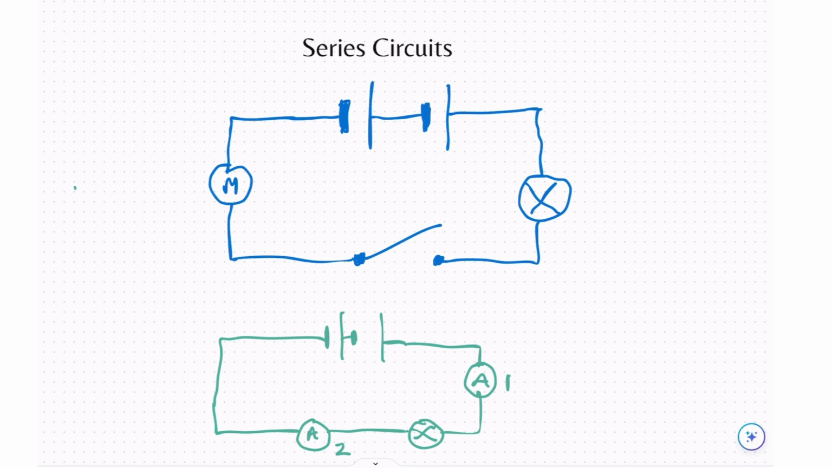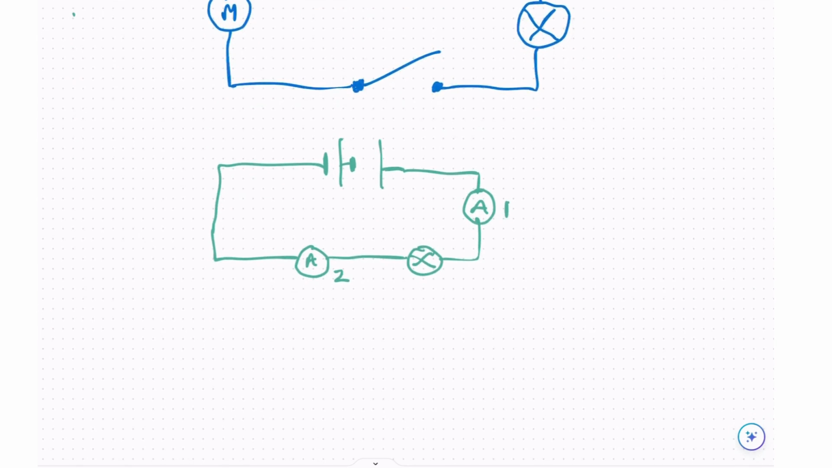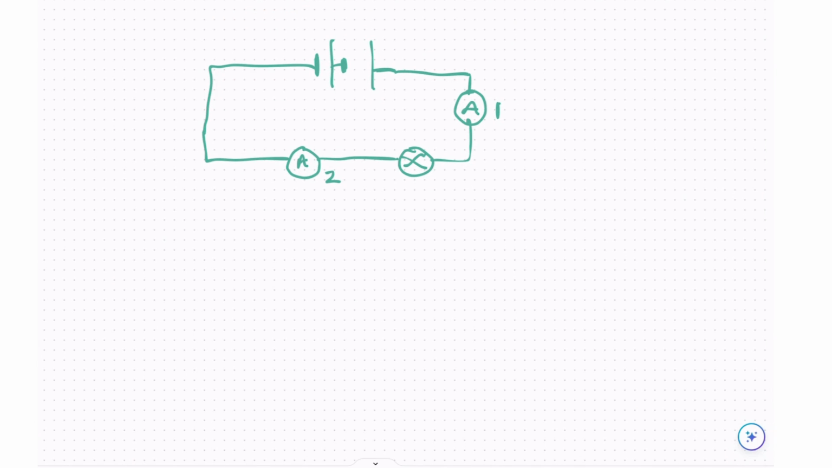Now, at either of those points, you will have a current that is exactly the same. It will be the same at either of those points. So it doesn't matter where you place that ammeter. So for example, you could add another one here. The current would be exactly the same wherever you place it in a series circuit.